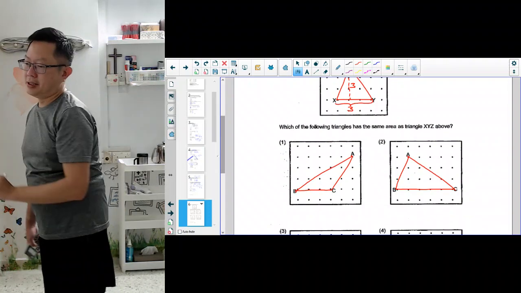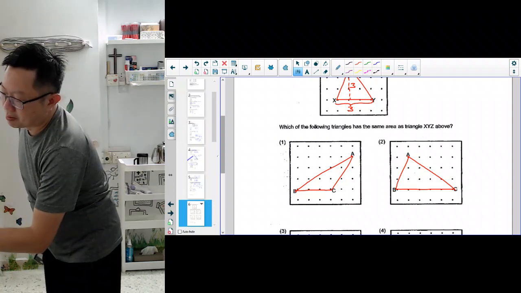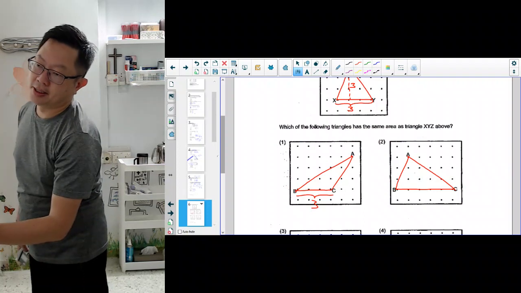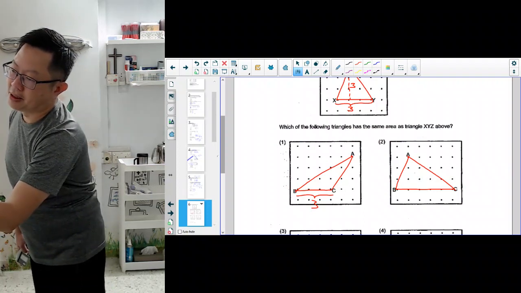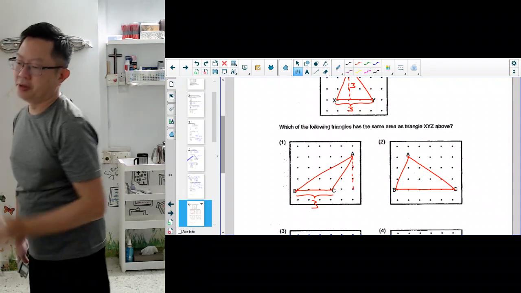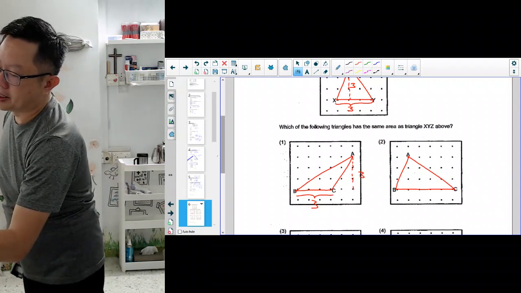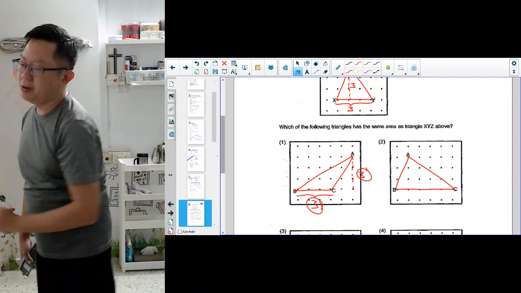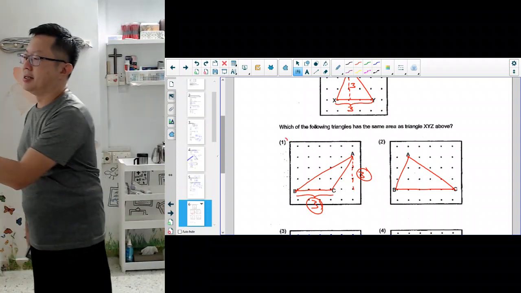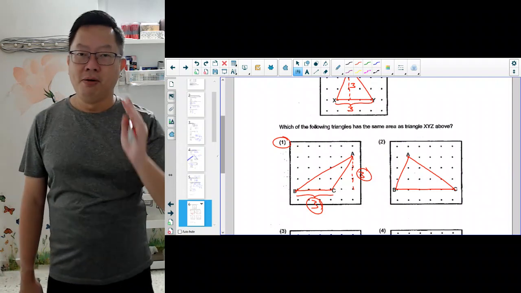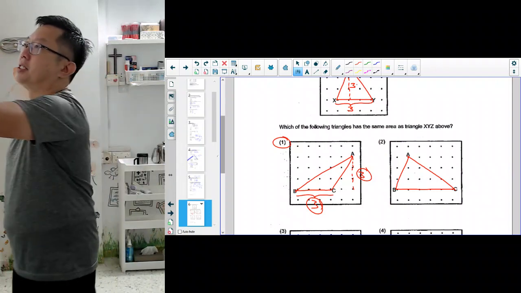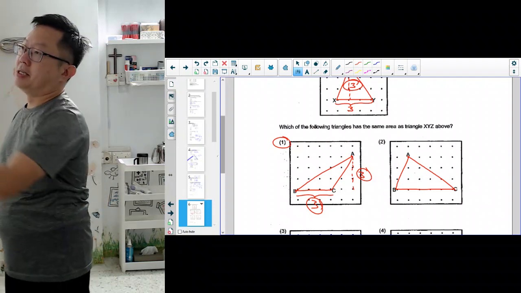Okay, let's go to answer number 1. This is how many units? 3 units. And this is how many units? Look at the height. That's 1 unit, 2 units, and 3 units. So the height is also 3 units. When you have the same base and the same height, no need to see the others already. This is the same area because both triangles have the same base and the same height.